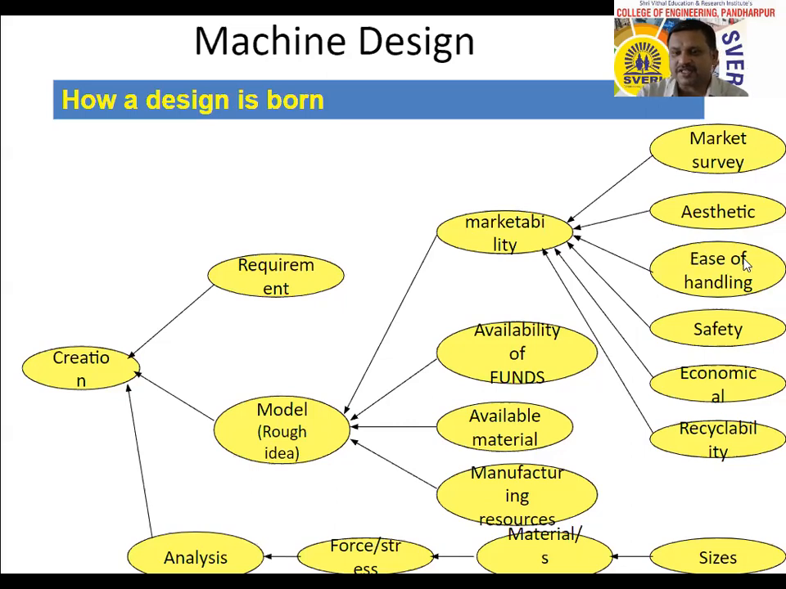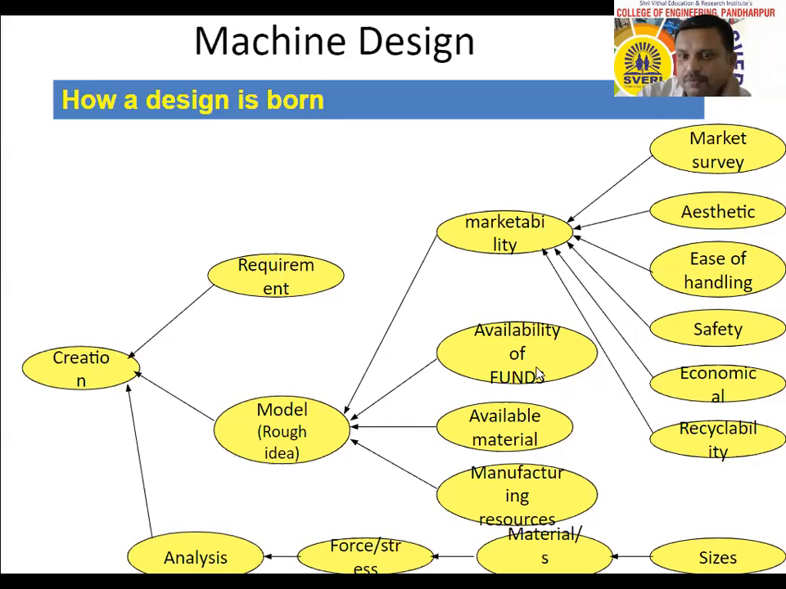Then the next aspect is ease of handling. Third aspect is safety. Sorry, the fourth aspect is safety. Fifth aspect is economical. And the next aspect is recyclability. And all these aspects come, in one word, under the marketability of the product. That is, which characteristics are there in the product so that it will stand in the market.